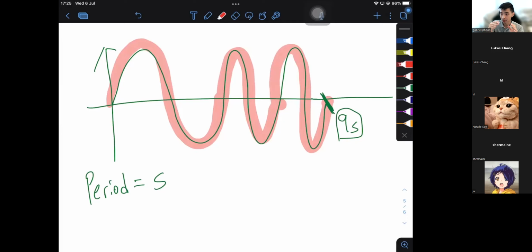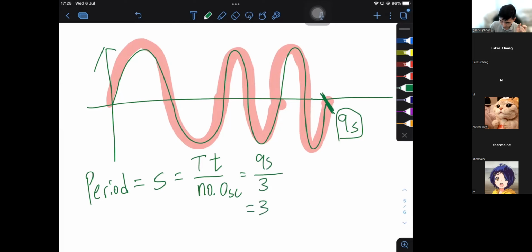Since there are 3 waves here and it took a total of 9 seconds, the formula for period is basically the total time taken over the number of oscillations. From here, if I want to find the period of this graph, the total time taken was 9 seconds, right? The number of oscillations was 3, right? You'll see that my period is actually going to be 3 seconds, meaning to say it took me a total of 3 seconds to complete 1 oscillation.